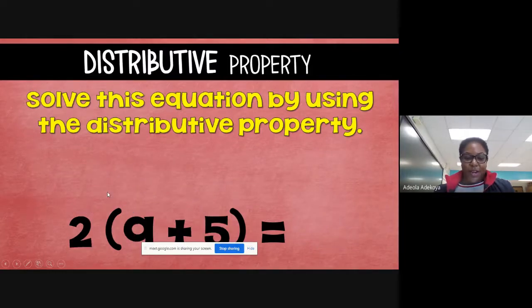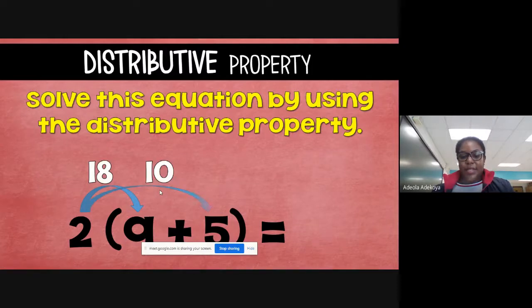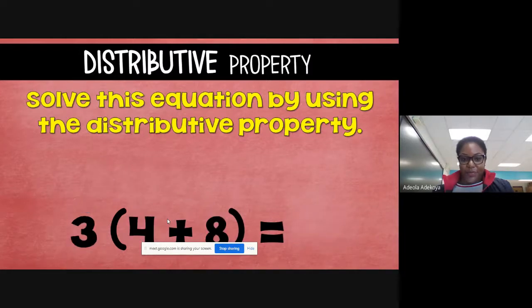So here's Grandma distributing her gifts again. We've got 2, 9, 5. So we're going to distribute 2 to the 9 and 2 to the 5. So we have 2 times 9, 18, and 2 times 5, 10. Add those two together because that's the sign we have within the parentheses, and that would give us 28. Here's another problem to solve.